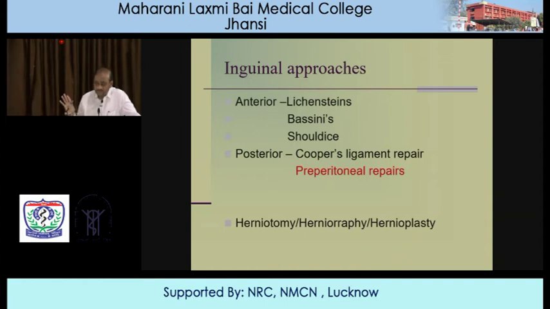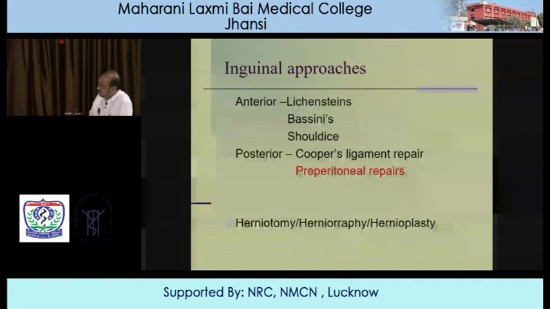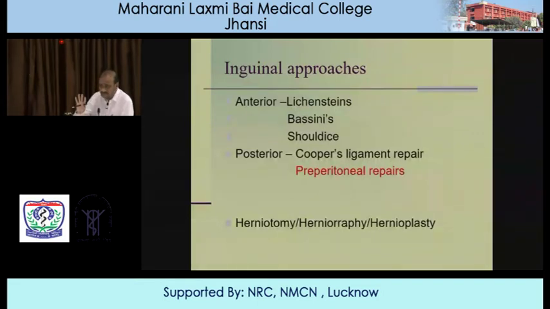Or posterior to the transversalis fascia, the preperitoneal, again a posterior repair. So that's how we divide the repairs into anterior and posterior repairs, right? The most commonly done are three procedures: the Lichtenstein, the Bassini, and the Shouldice repair. They are all anterior repairs. The true posterior repairs are the Cooper's ligament repair and the preperitoneal repairs. So don't forget this differentiation between the true anterior and the true posterior repairs in open hernia repairs.